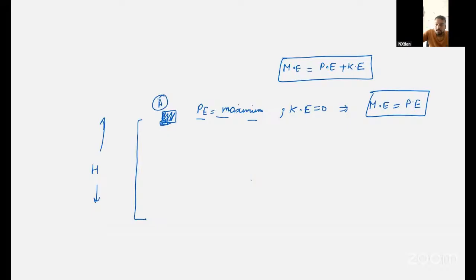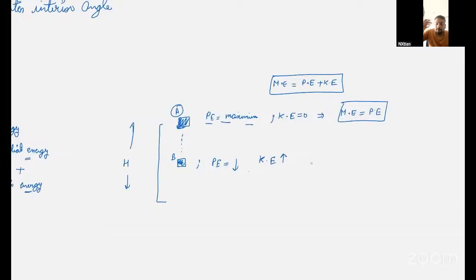Did you understand? Now when I drop it, it will come to the mid part. This is B. In this case, the potential energy is reducing and the kinetic energy is increasing. For example, in the starting, the mechanical energy is 5. In the B part, the potential energy will become 2.5 and the kinetic energy will also become 2.5. So the mechanical energy will always remain the same value. Are you getting my point?